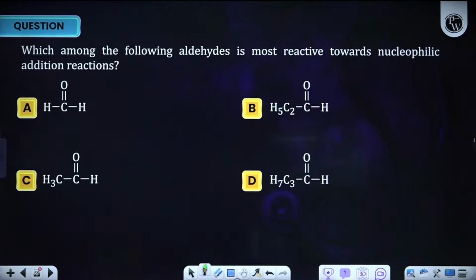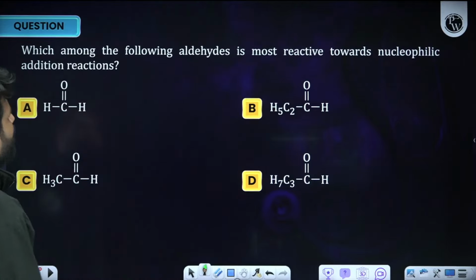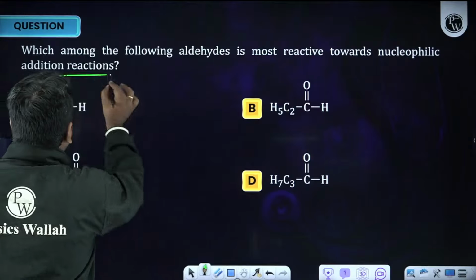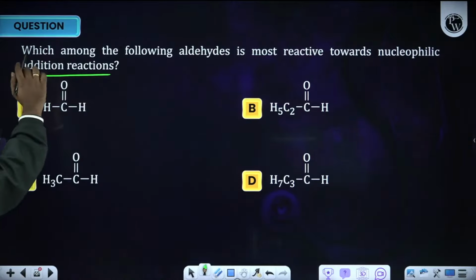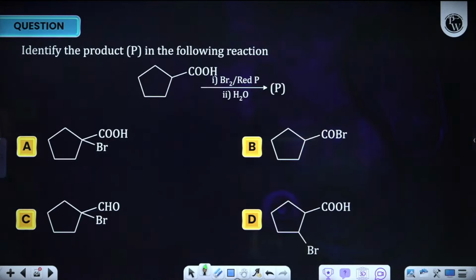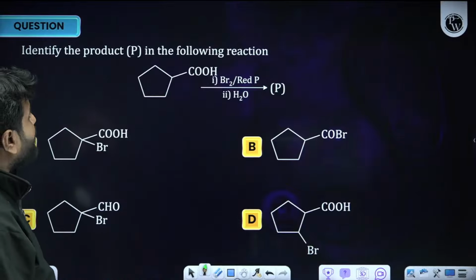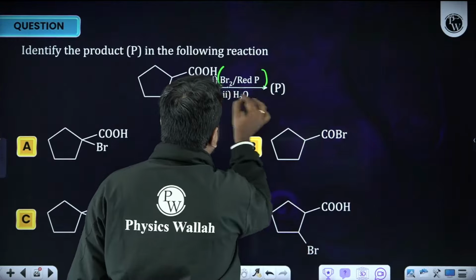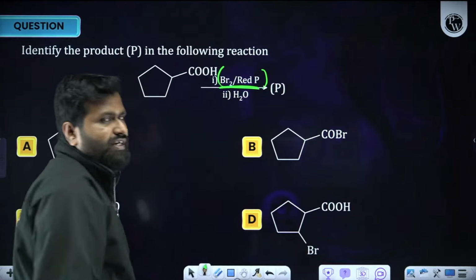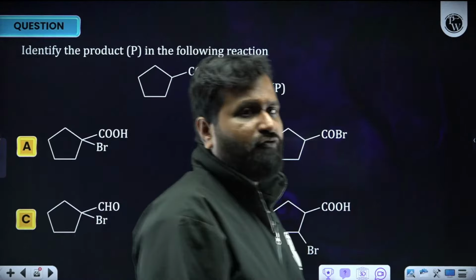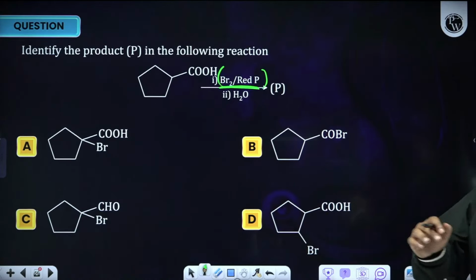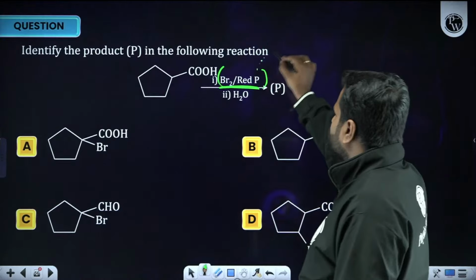Next question. Which among the following aldehydes is most reactive towards nucleophilic addition reaction? So, very simple question. Next question. Identify product P in the following reaction. Before identifying the product, what is the reagent they have given? Bromine in presence of red phosphorus. Tell me, bromine in presence of red phosphorus means what is the name reaction?